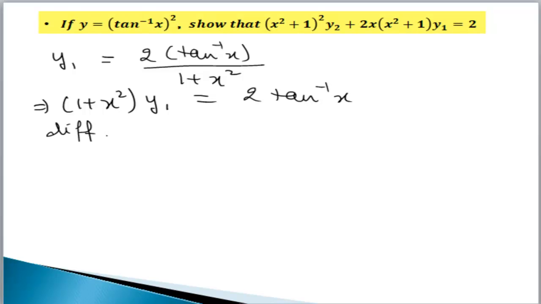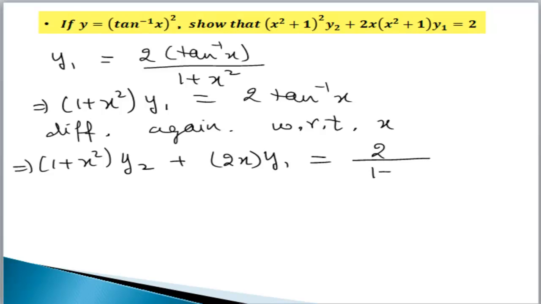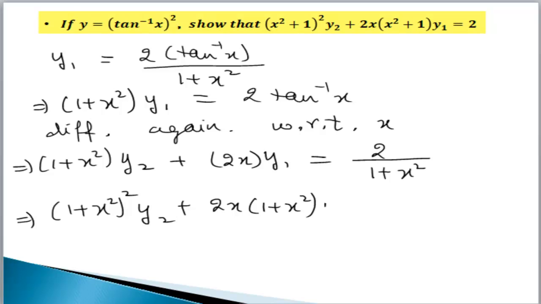Now differentiating again with respect to x. So you differentiate both the sides. Here we'll apply product rule. So keeping 1 plus x square as it is, derivative of y1 is y2. Then we will keep y1 as it is and differentiate 1 plus x square. Derivative of 1 plus x square will be 2x. Moving on to the right side, 2 into derivative of tan inverse x, which is 1 over 1 plus x square. Again multiplying the entire equation with 1 plus x square, we get 1 plus x square whole square y2 plus 2x into 1 plus x square y1, which is equal to 2. Now compare it with the equation given to us. You will find it is the identical equation. So the proof is done. Hence proved.